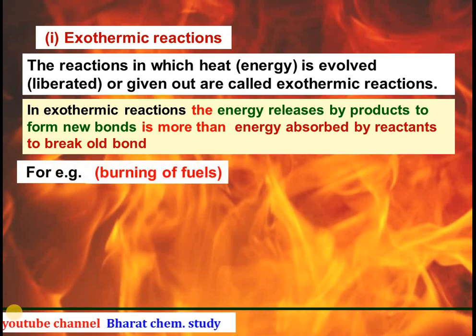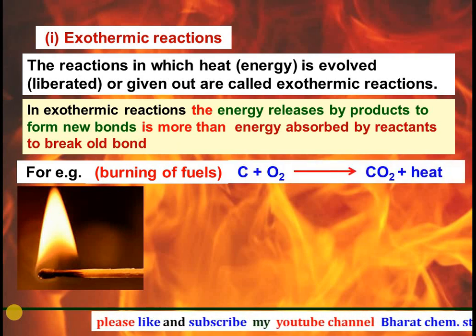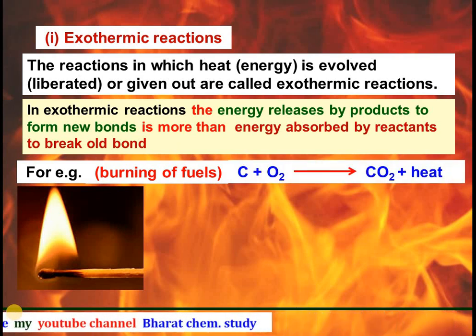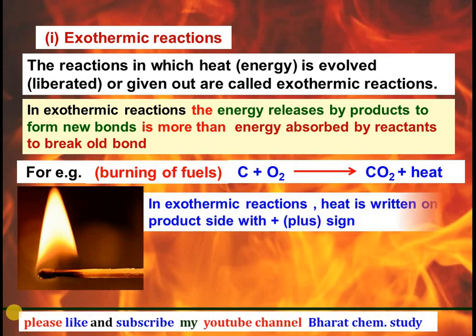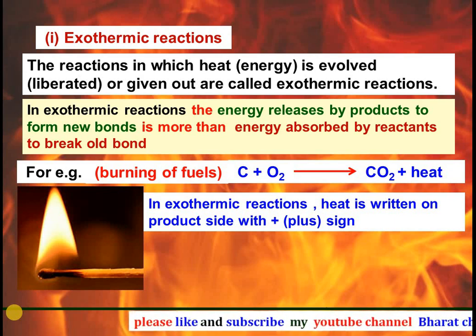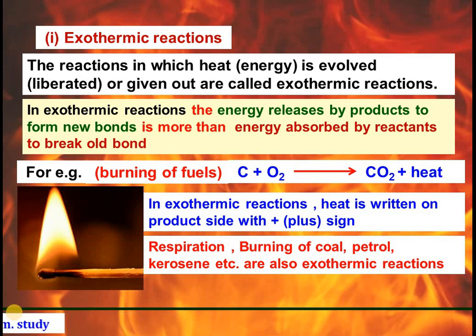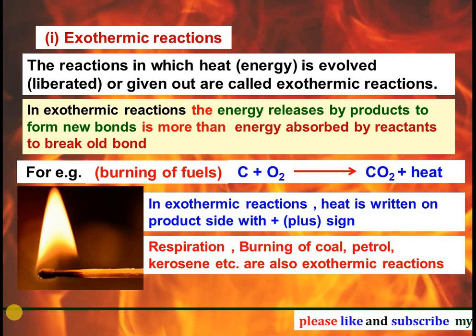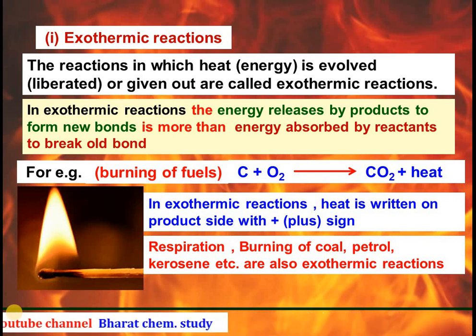For example, burning of fuels, burning of candle, burning of matchstick, etc. In these reactions, carbon reacts with oxygen from the air to form carbon dioxide and heat is produced. In exothermic reaction, heat is written on the product side with a plus sign as shown in the example. Respiration, burning of coal, petrol, kerosene, etc. are also exothermic reactions because they involve the formation of heat.